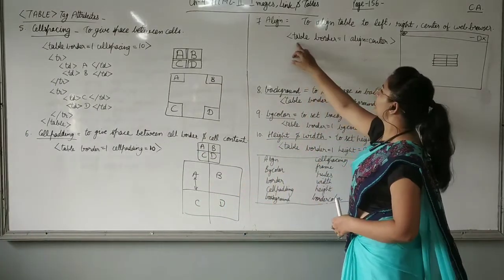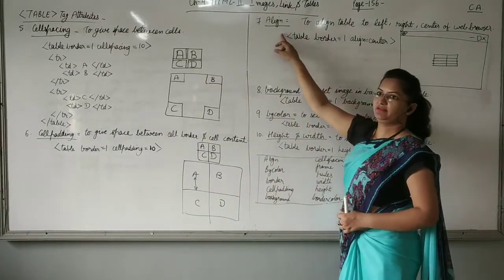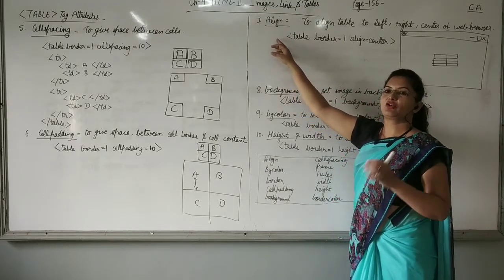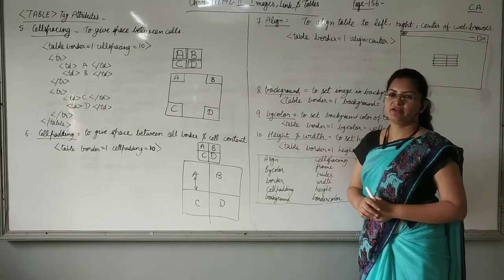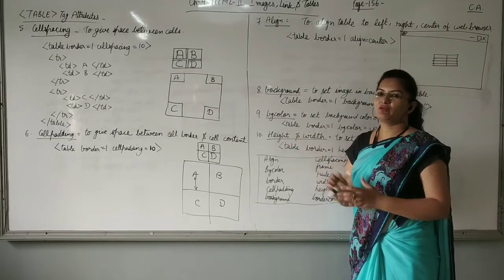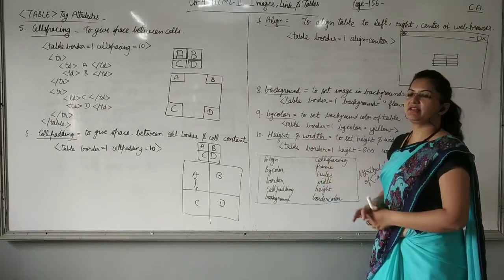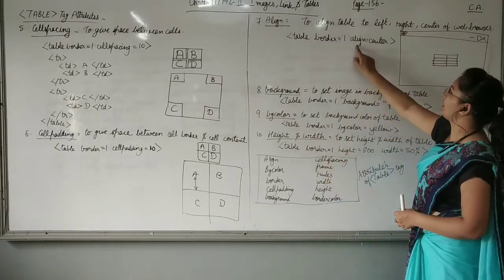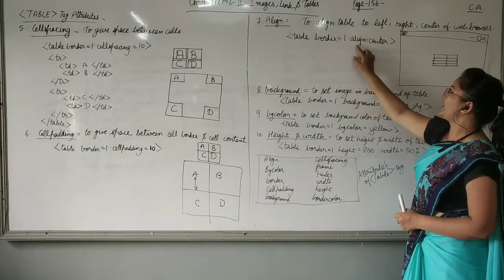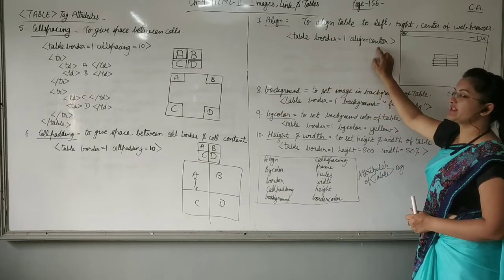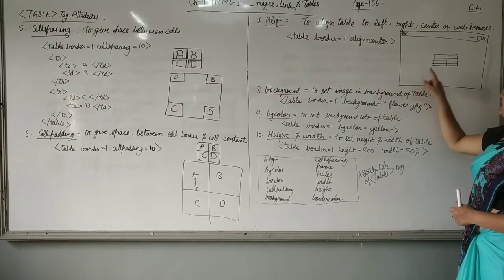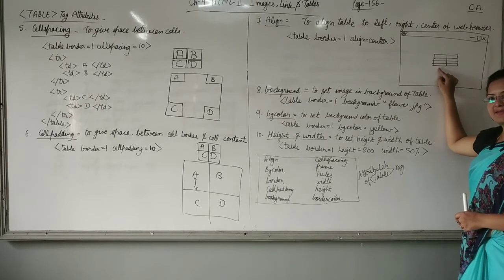The next type of attribute is align. Align means to align the table in left, right or center of the web browser. By default, the table will always be on the left side, and if you want it in the center or the right side, then we have to write the align attribute like this. If we write table border equals to 1 and align equals to center, that means the table will be in the center. So if this is the web browser, then the table will come in the center like this.